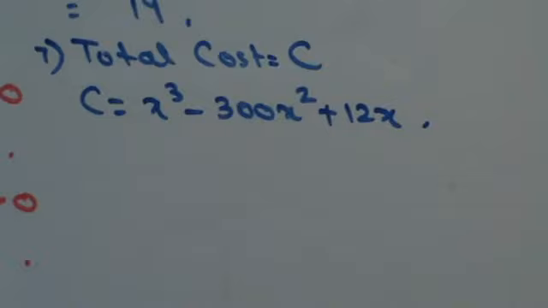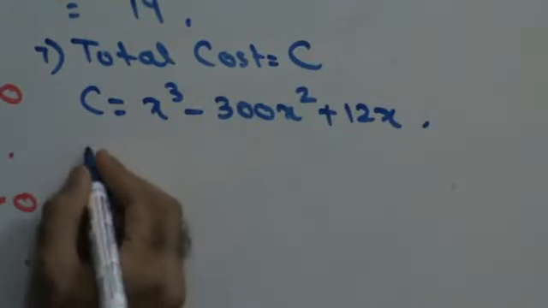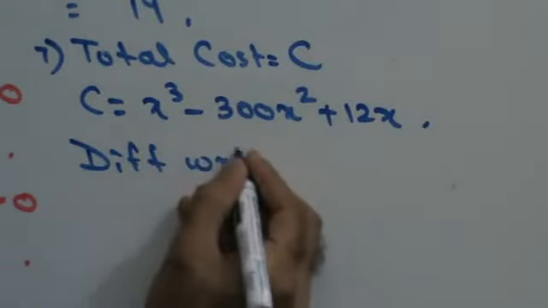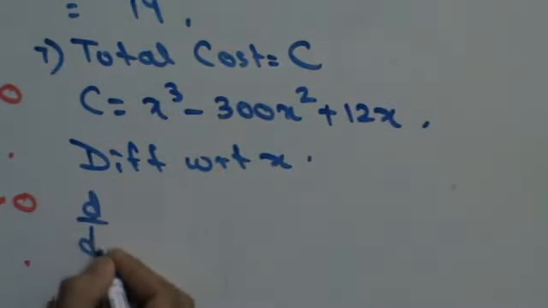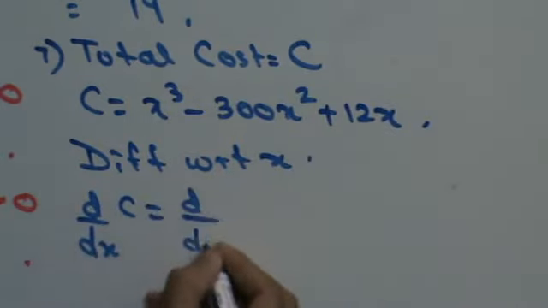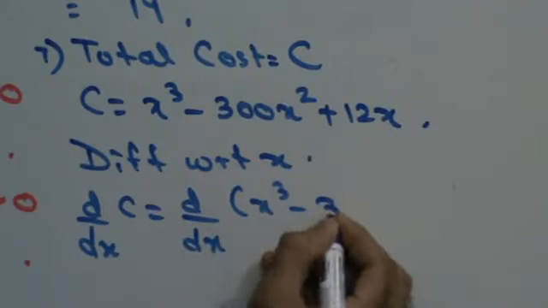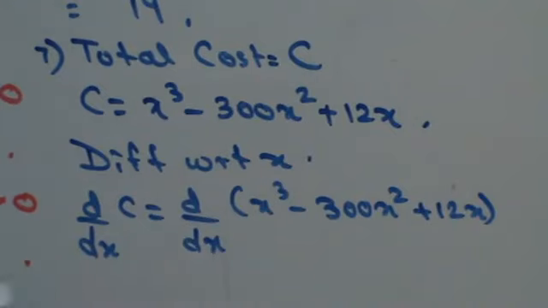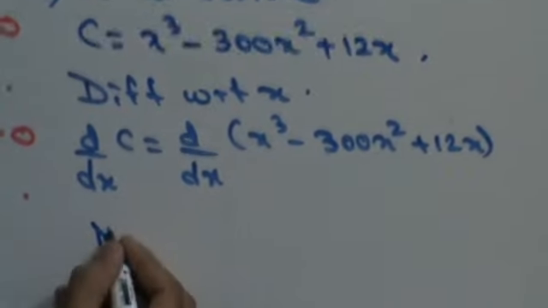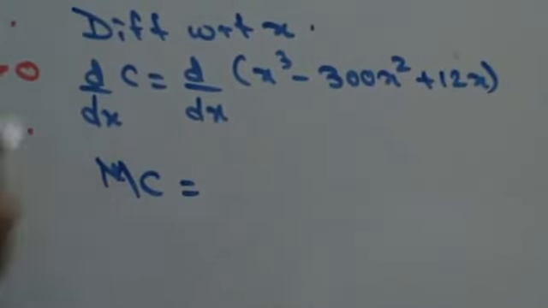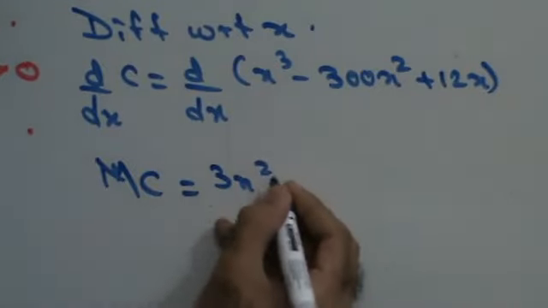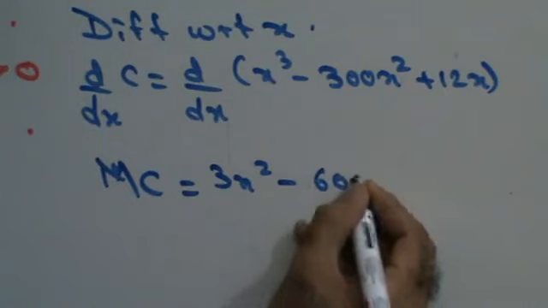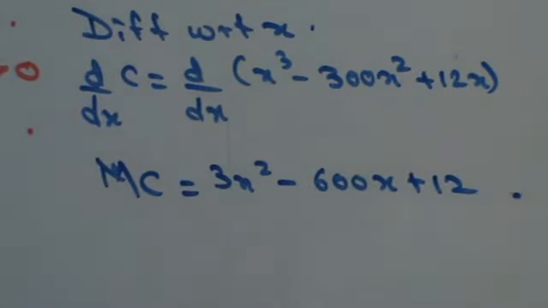Now let's see this. They've given you the cost function. I'll differentiate with respect to x. So d by dx of c is d by dx of x cube minus 300x square plus 12x. Now rate of change of cost is nothing but your marginal cost. So marginal cost dc by dx is going to be 3x square minus 600x plus 12.